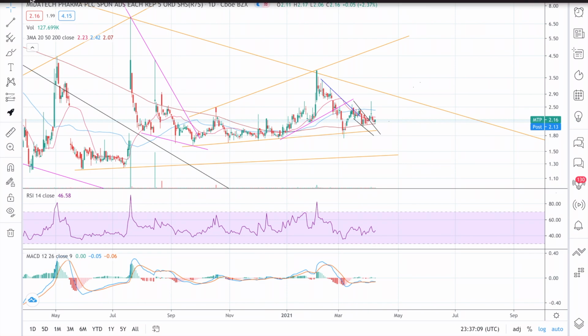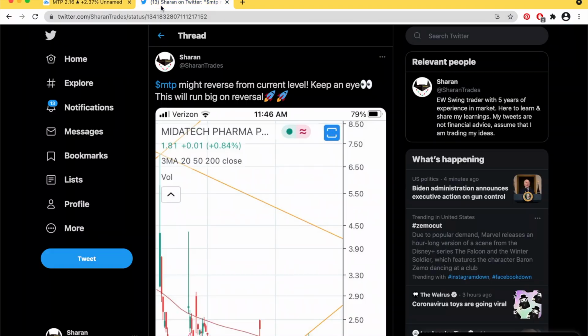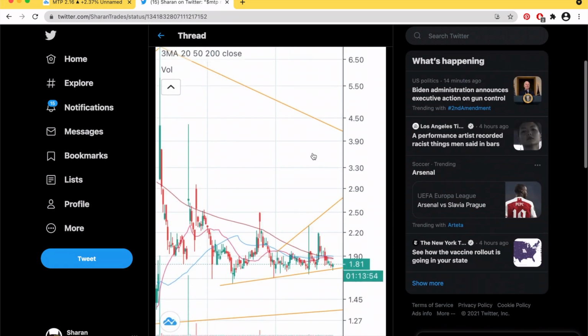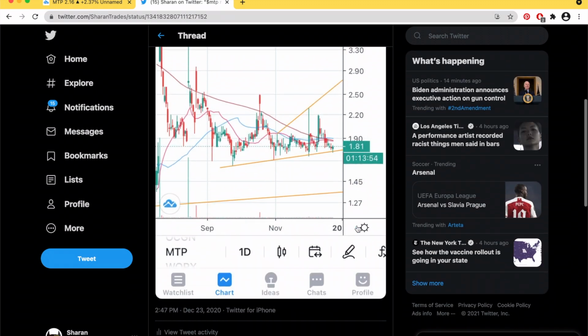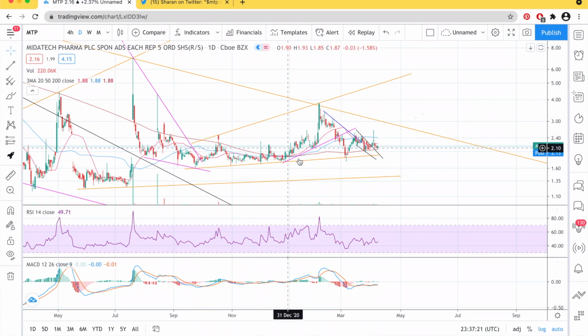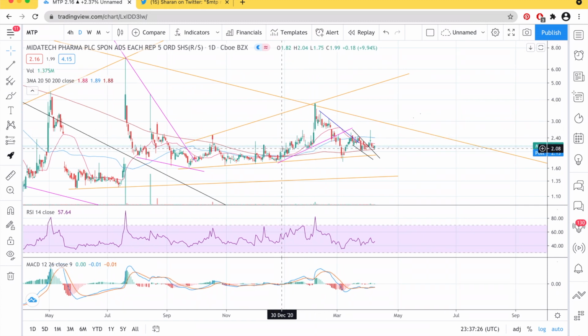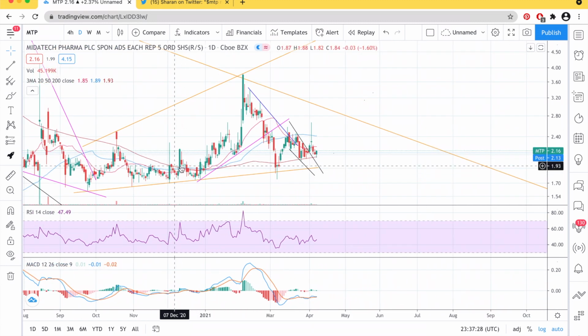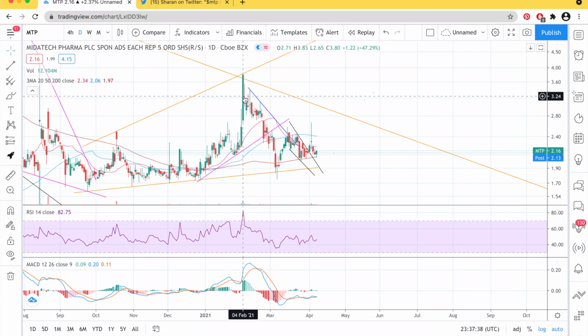If I go to my Twitter account, I think I alerted about the stock when it was around 1.8, towards the end of December, when it was around here. I was expecting a big move based on the moving average consolidation. It started going up, came back, and then went up. So on the 4th of February, it went up by almost 50% in a single day.